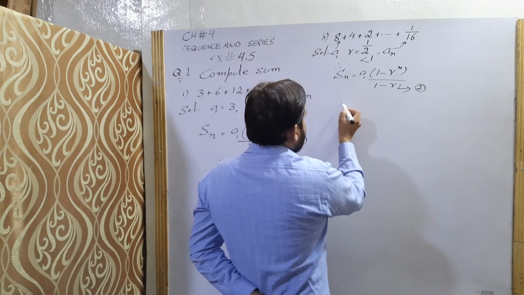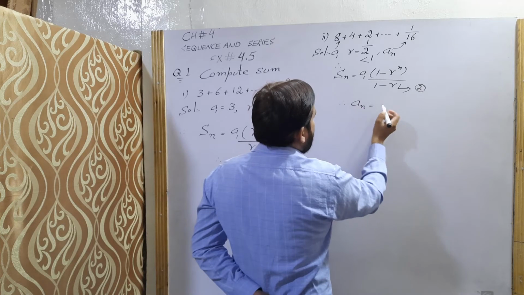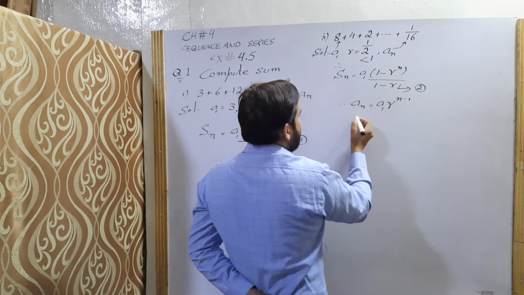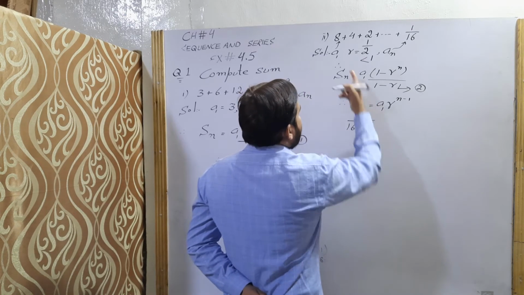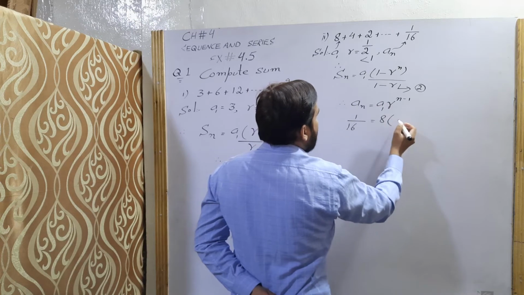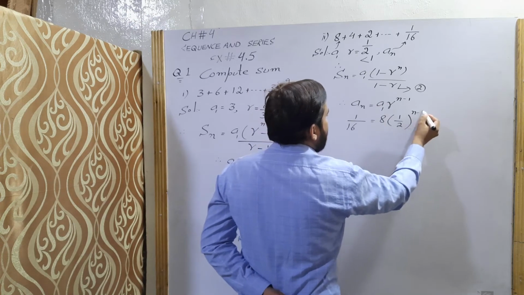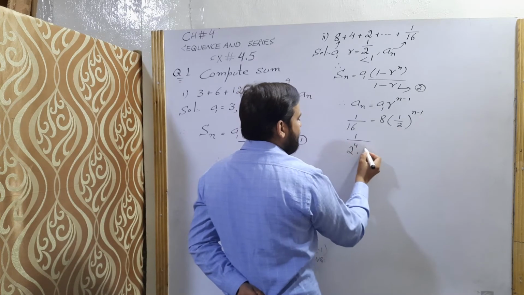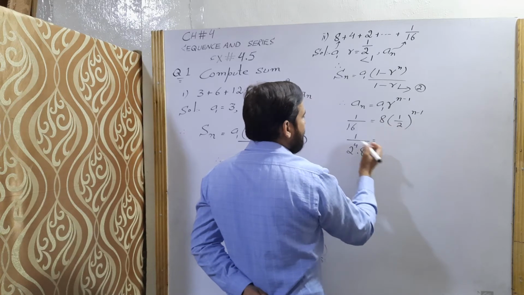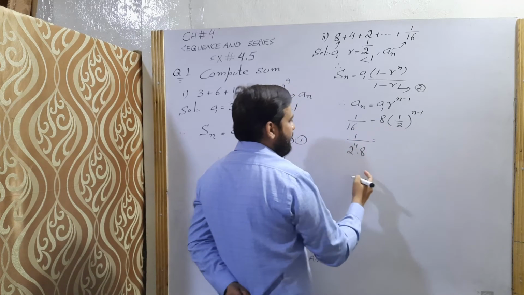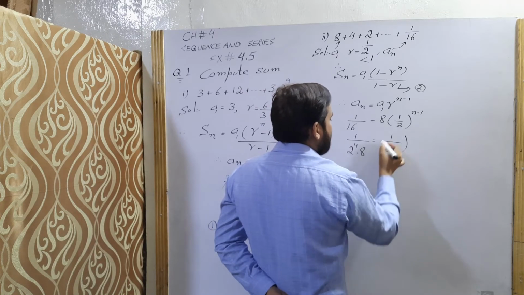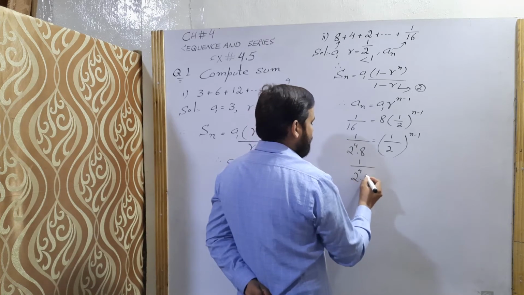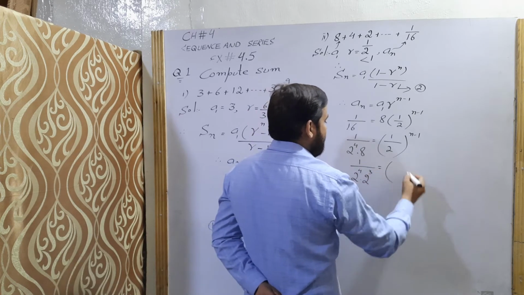How many terms are there? We can easily find by the general formula for the geometric sequence. An in this case is 1 by 16. A1 in this case is 8. R in this case is 1 by 2. 16 can be written as 2 raised to power 4, and 8 is 2 raised to power 3.